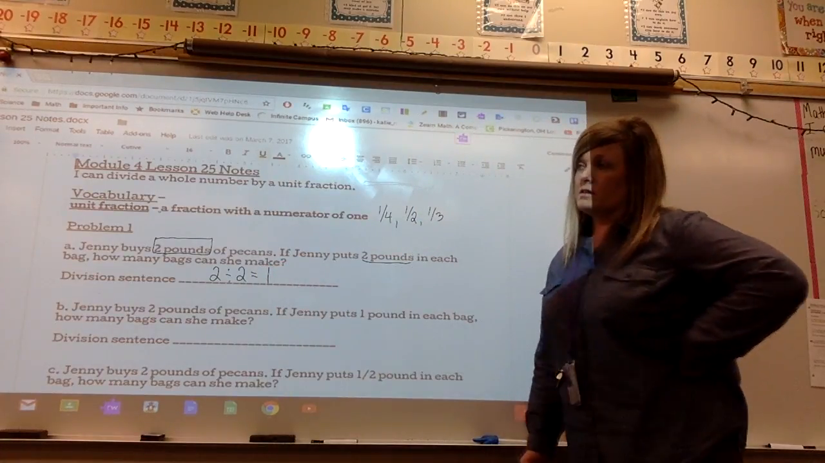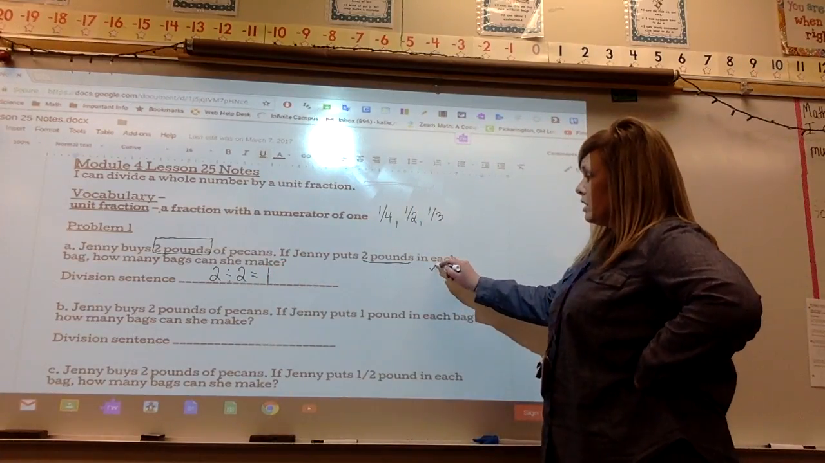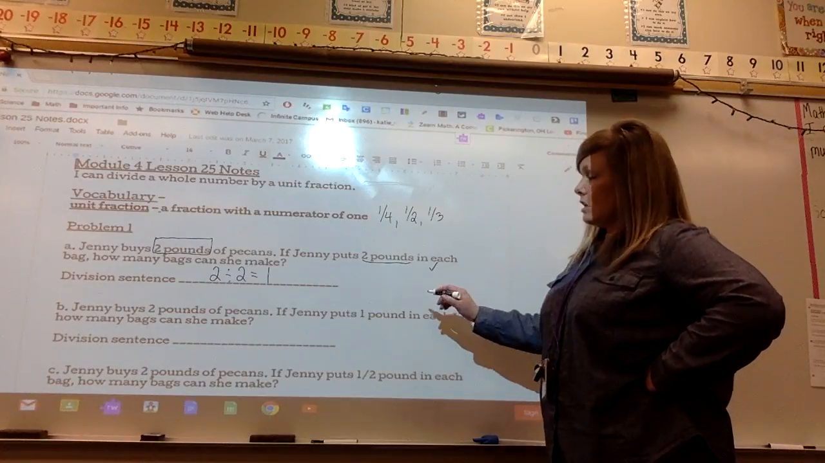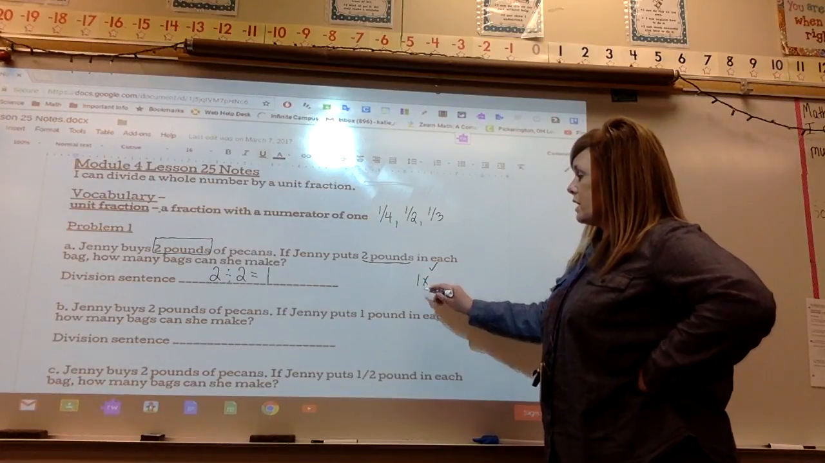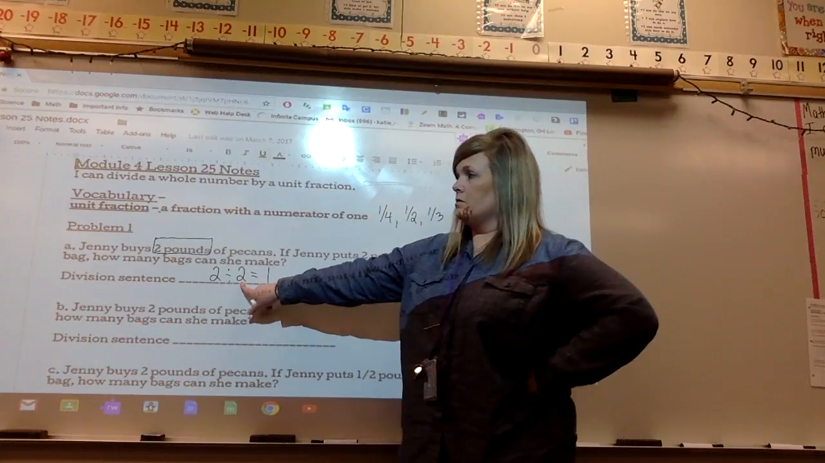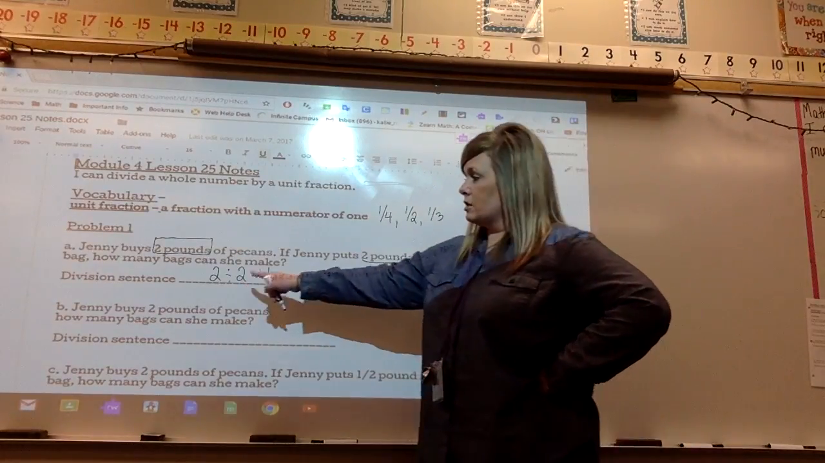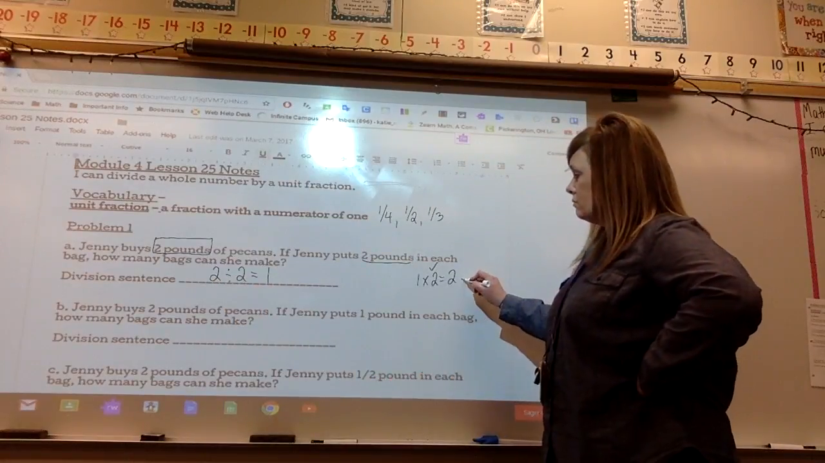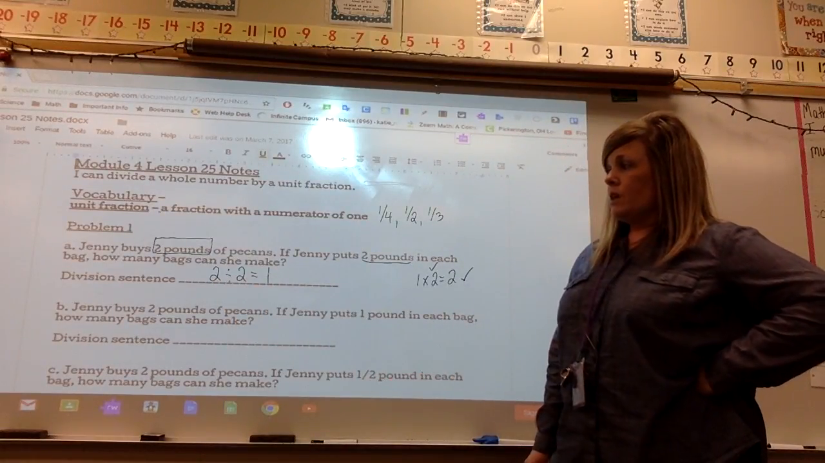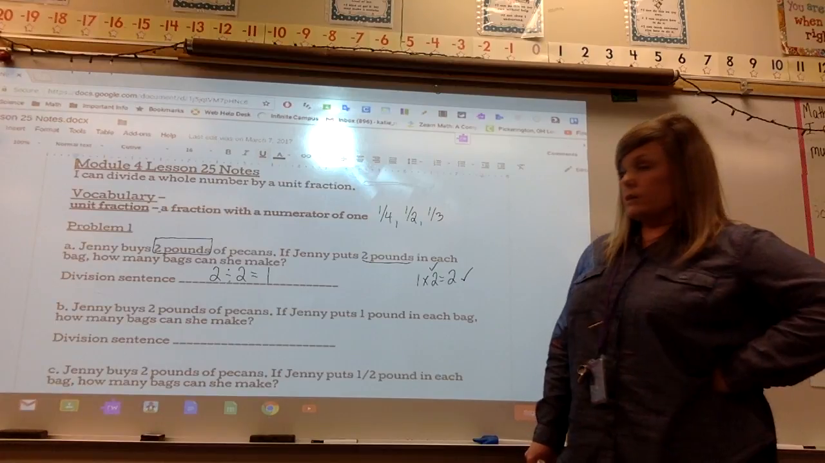Let's review checking this. All right? When we check a division sentence, we need to take our answer, multiply it by our divisor, and we should get our dividend, which is the very first number, and we do. Fantastic. Let's read our next problem.